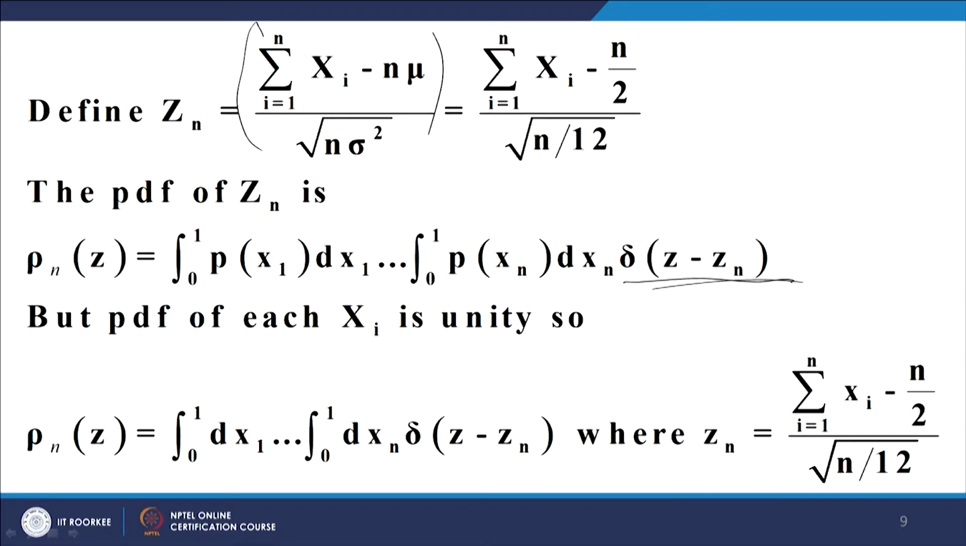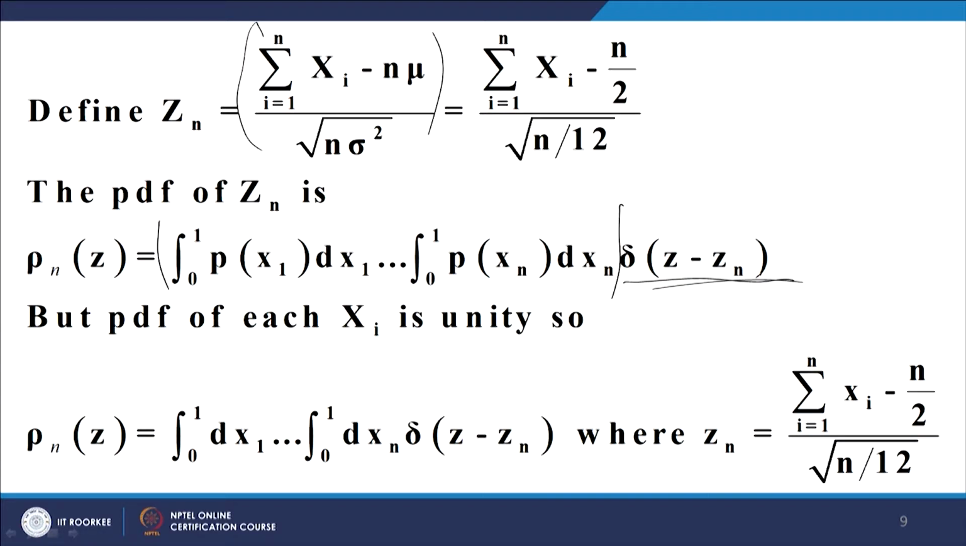What does this qualification mean? This qualification means that in this integration only those values should contribute where this z is equal to z_n. In other words, only those contributions will contribute to this integral, to this probability density function, where this condition is fulfilled. It is not a general overriding integral of all these expressions; it is an integral confined to only those values where this constraint equation is satisfied. This delta function is a manifestation of this constraint, that this constraint has to hold.